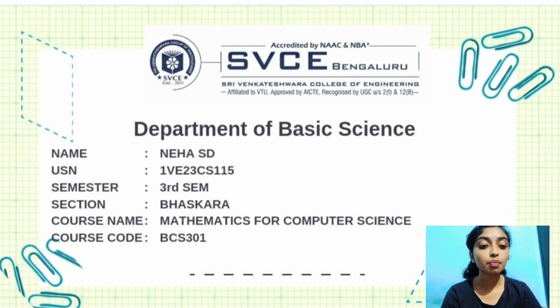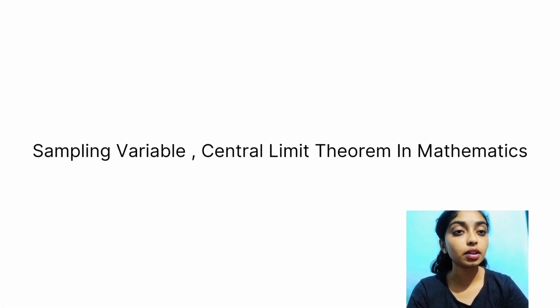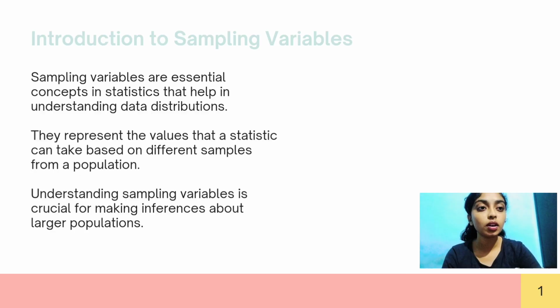Today's subject is Mathematics for Computer Science, course code BCS 301. And today's topic is Sampling Variable and Central Limit Theorem. Learning about the sampling variable and the central limit theorem, which is used in mathematics.